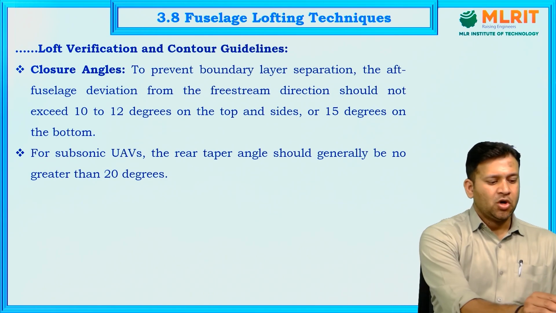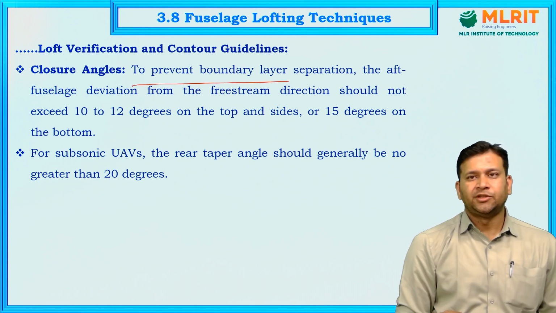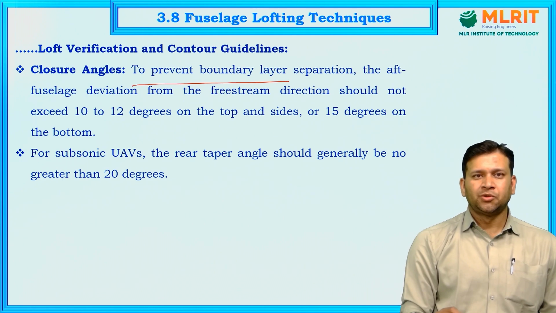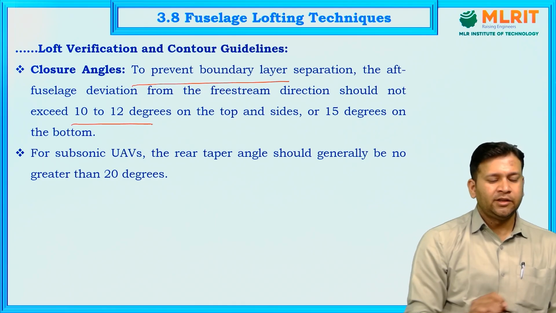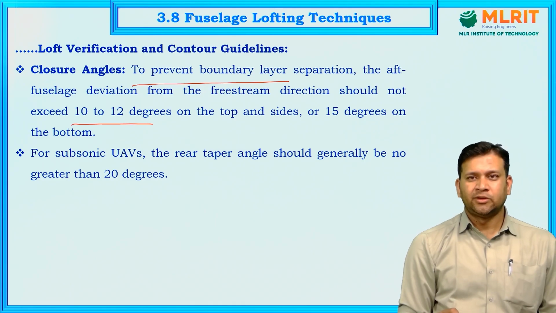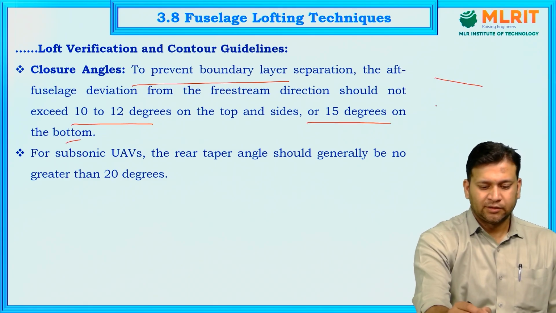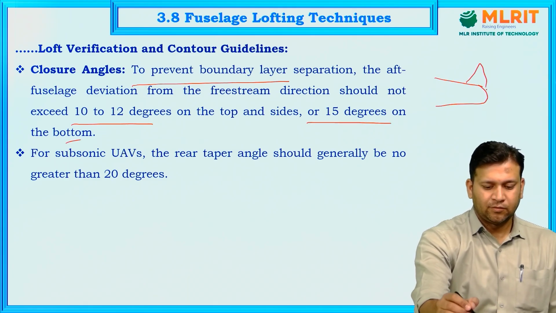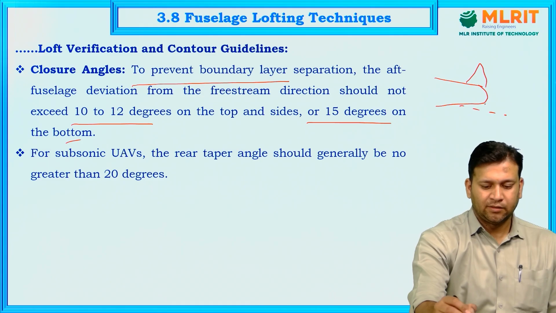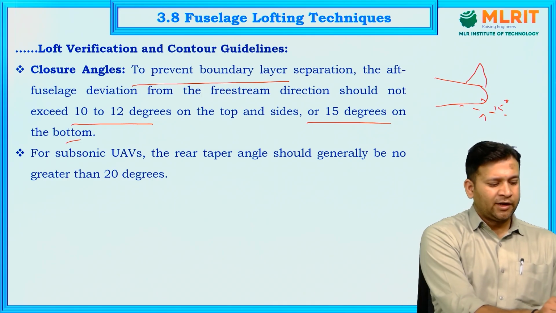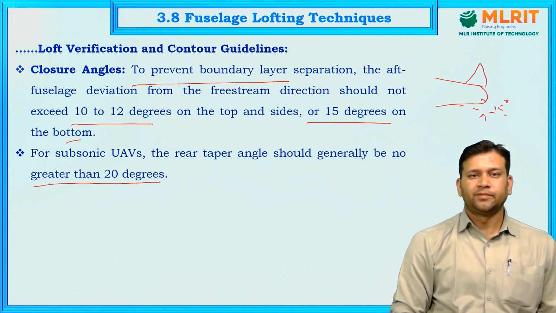Closure angles. To prevent boundary layer separation, the aft fuselage deviation from the free stream direction should not exceed 10 to 12 degrees on the top and sides, or 15 degrees on the bottom. So this will be like this, somewhere around. We'll have this angle around 15 degrees. For subsonic UAVs, the rear taper angle should generally be not greater than 20 degrees.